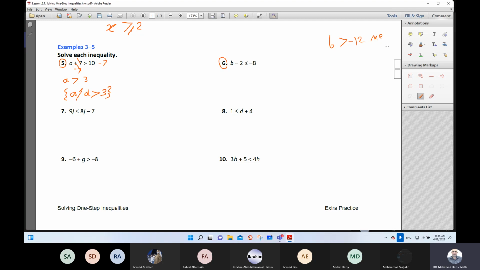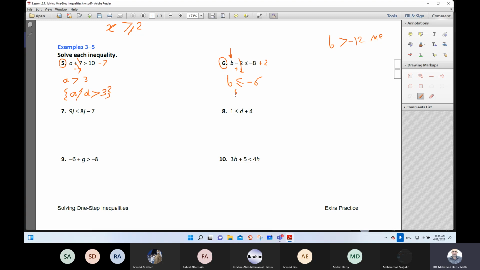Okay, listen to me, please. What is the variable here? B is the variable. We want to keep B alone on this side. So we want to remove negative 2. How to remove negative 2? Add the inverse, plus 2 here and plus 2 here. So negative 2 and plus 2 will be 0. Remains here the variable B. And write the same sign, less than or equal. Negative 8 plus 2 will be negative 6.